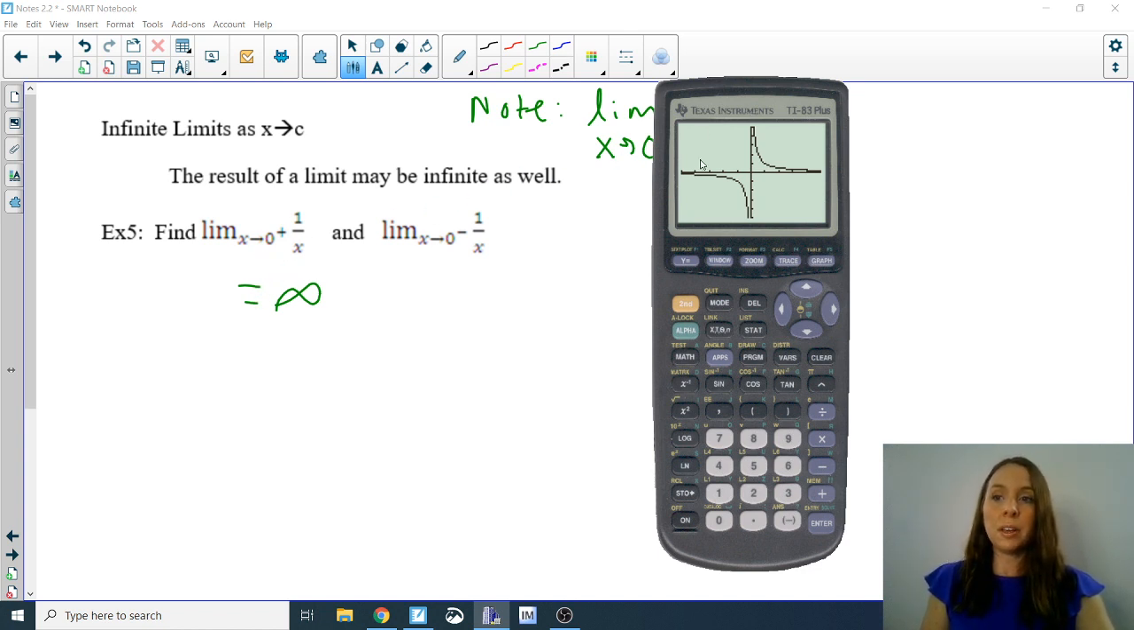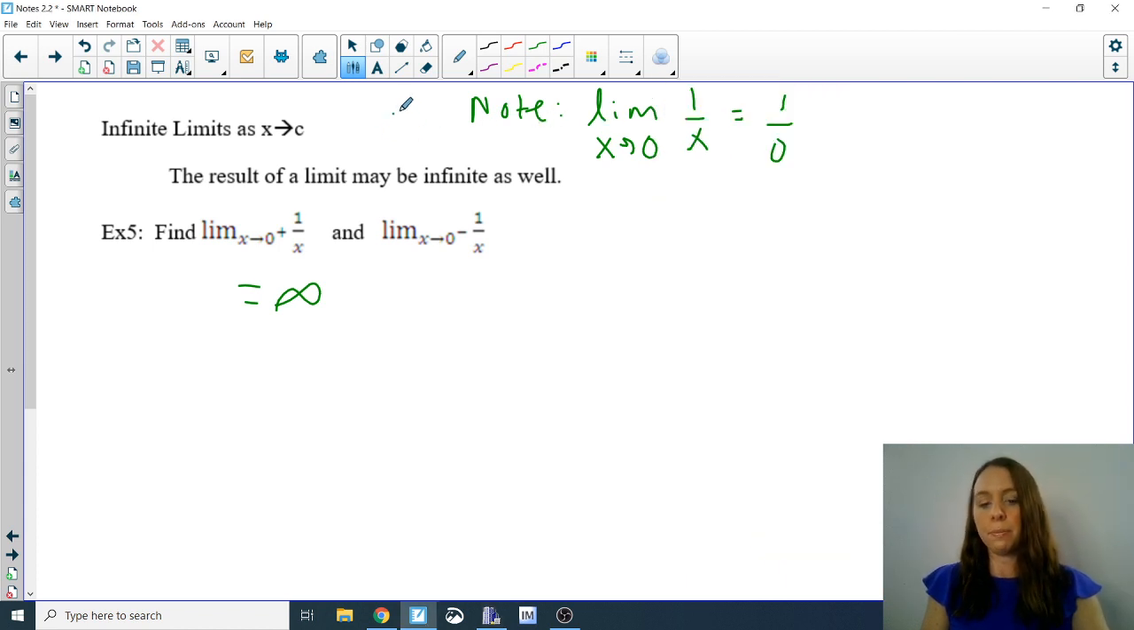What's happening on the other side? Take a look at the other side. Start somewhere to the left of x equals 0, move toward x equals 0, and notice that the graph goes down. So what do you think you would call that? You would call it negative infinity.